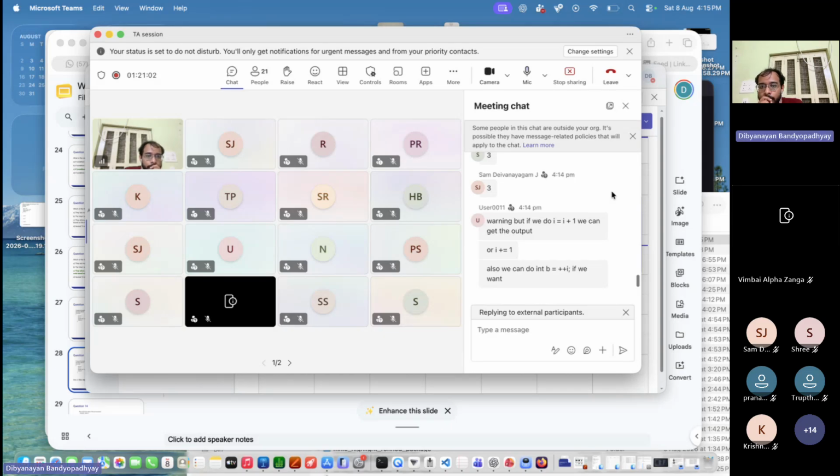But if we do I equal to I plus 1, we can get the output. Yes, correct, because the operation is very simple. You increment the value, then assign the value to I, in two steps. But here, if the operation in the precedence table is not properly defined, then the compiler will not know when to do which operation in which way.